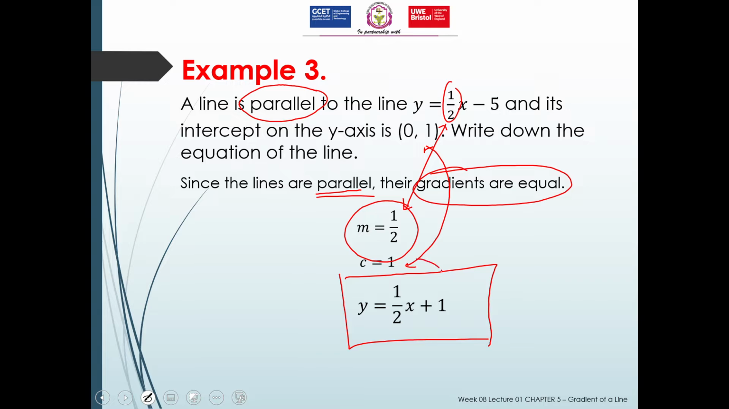Now this is your c, this is your m. So we say that y equals 1/2 x minus 5 is parallel to the line y equals 1/2 x plus 1. Notice they have the same gradients. So they are parallel lines. Okay?